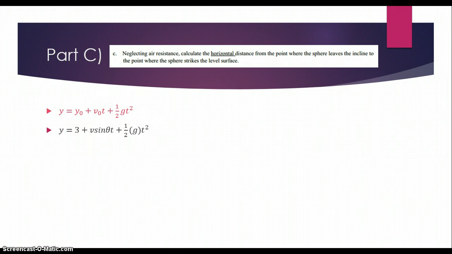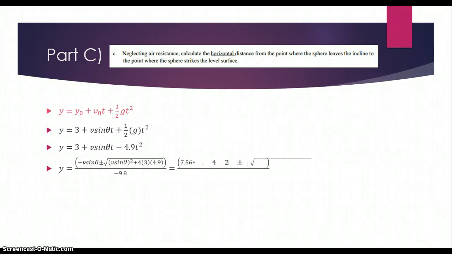So from that, we plug in some of our values and get y equals 3 plus v sine theta t, because we have to consider the velocity only in the y direction, plus 1/2 gt squared. Plugging in more variables, we get y equals 3 plus v sine theta t minus 4.9 t squared, because g is equal to negative 9.8 and 1/2 of that is negative 4.9. After that, we use the quadratic formula: negative b plus or minus the square root of b squared minus 4ac, all over 2a. Just in case you forgot.